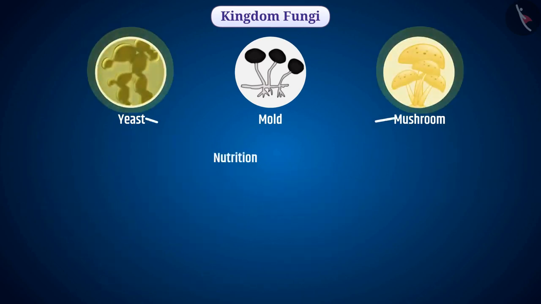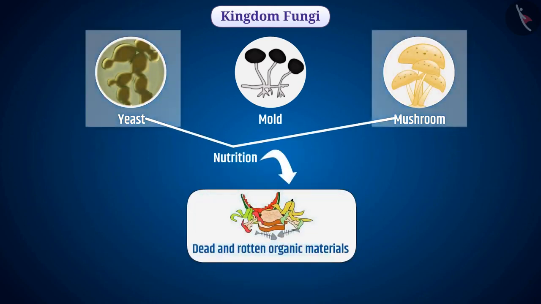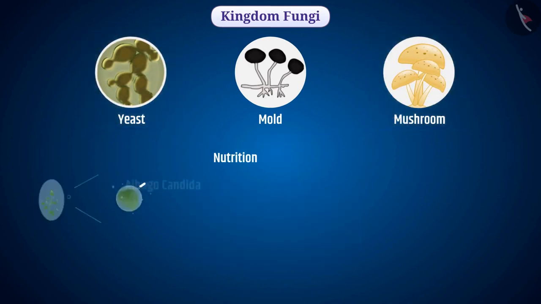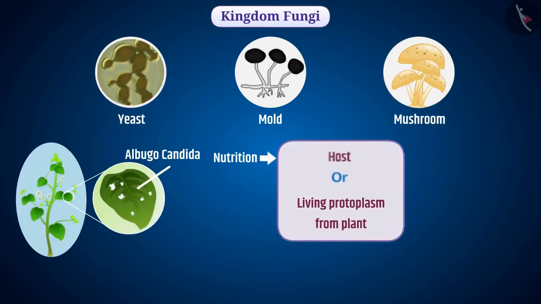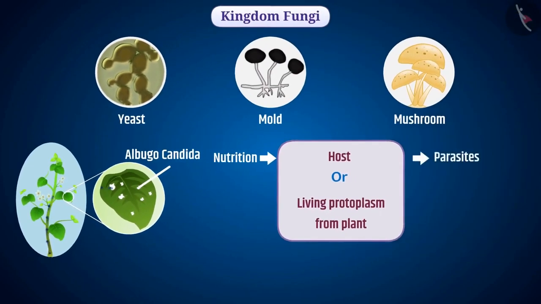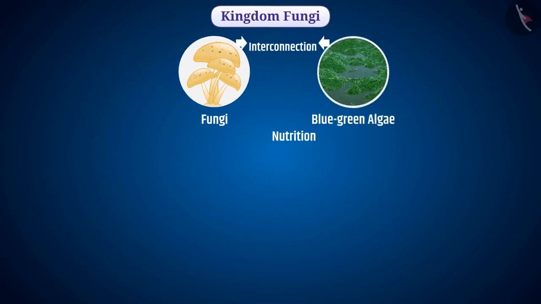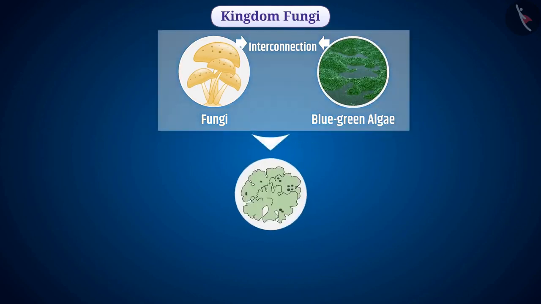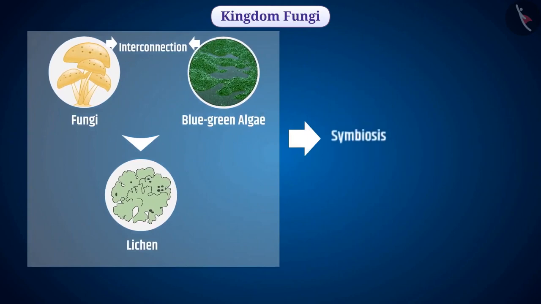Some of these organisms depend on dead and rotten organic materials for nutrition. These are called saprophytes. Some organisms receive their nutrition as living protoplasm from a host body, such as from an animal or a plant. These are called parasites. Some fungi may also form permanent interconnections with algae, such as blue-green algae, and higher-grade plants that aid in nourishing each other. Such fungi are called symbiotic or lichen, and such a relationship is called symbiosis.